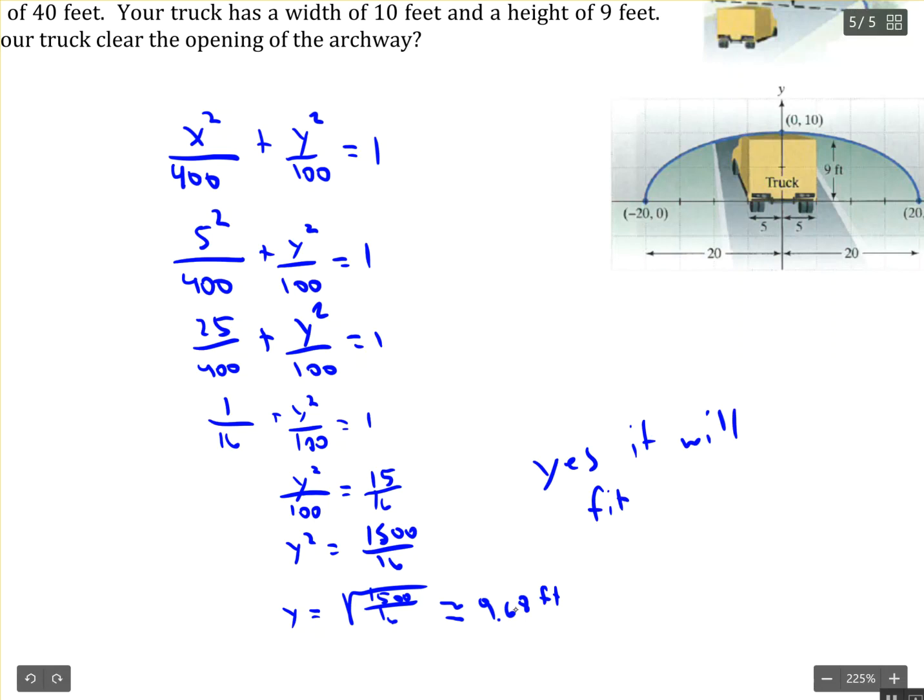Because we found out how tall it was, and the truck was not that tall at that point. All right, so that concludes our section on ellipses.